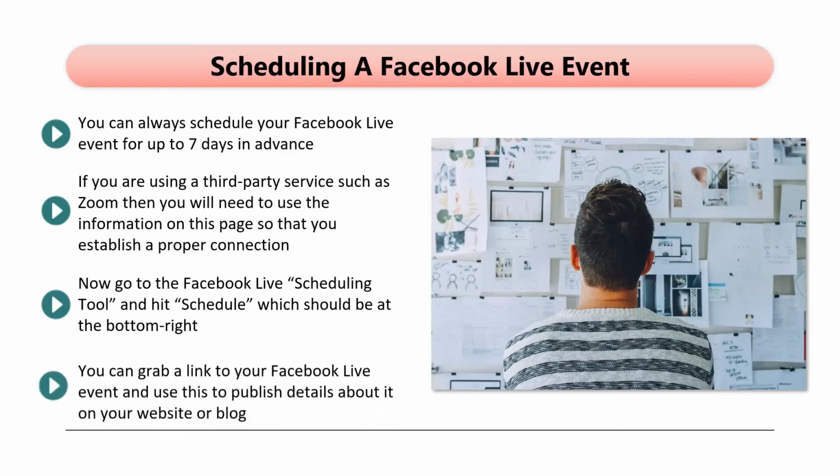You can grab a link to your Facebook Live event and use this to publish details about it on your website or blog. If you have an email list, then you can send out emails with the link included to drive more viewers. People can ask for a reminder and then receive a notification a few minutes before your event is scheduled to go live.